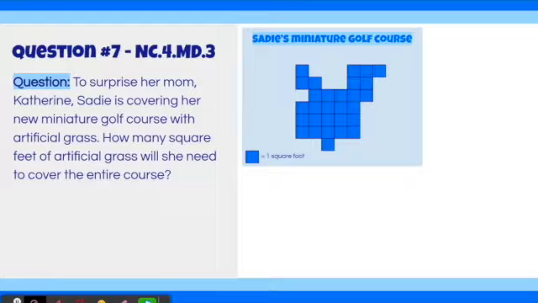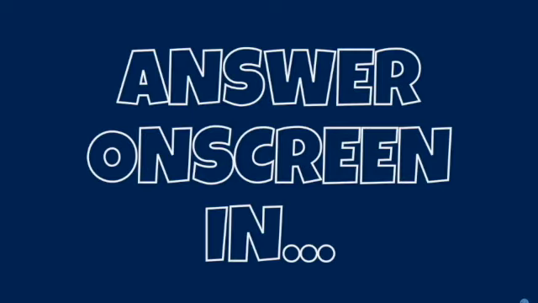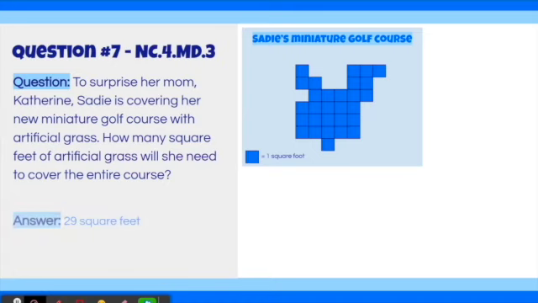Okay, so pause the video here if you need more time with the question. The answer to this question is 29 square feet. So this diagram is actually really easy to use because it's all divided up, and we know that each one of these squares represents 1 square foot. So we're just going to count.